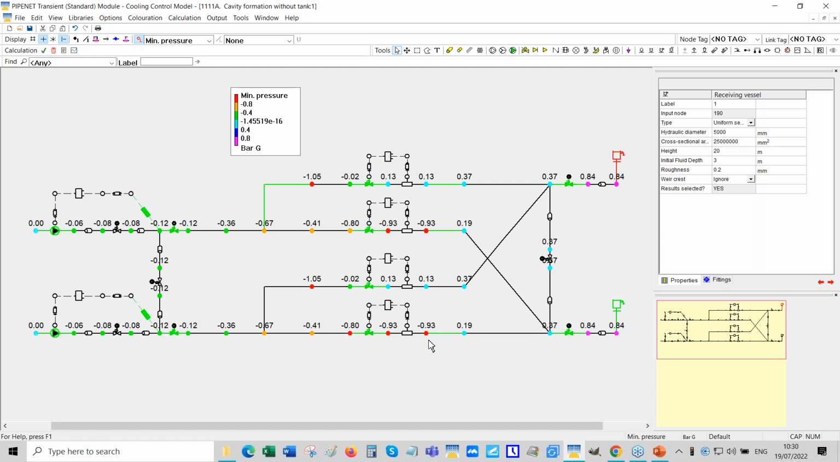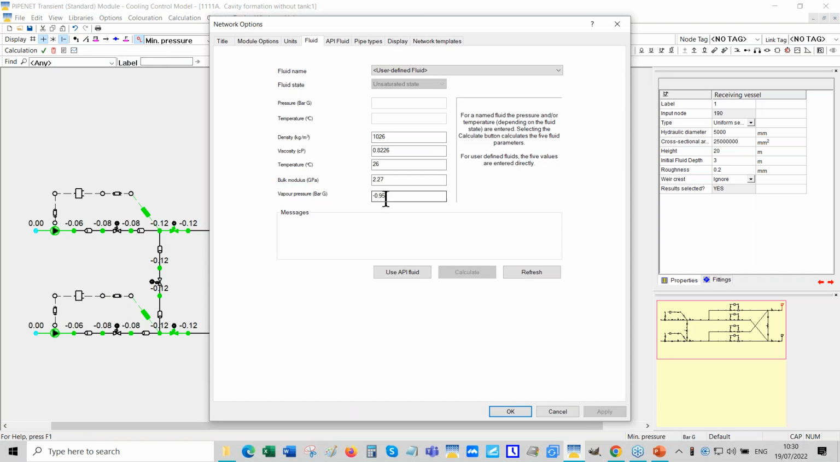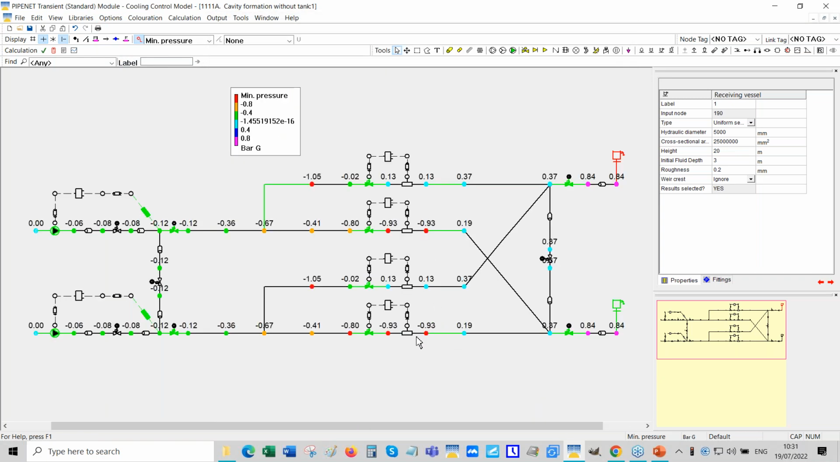See, it's above absolute 0. It's also above the vapor pressure. So there is cavitation that's eliminated here, minus 0.95. That's bigger than that, so we will not have cavity forming in the system. So we've eliminated cavity.